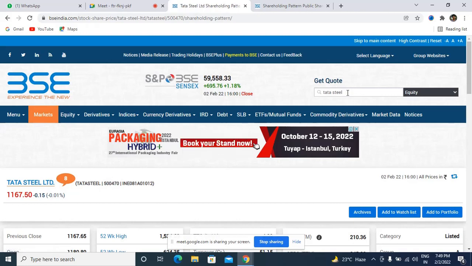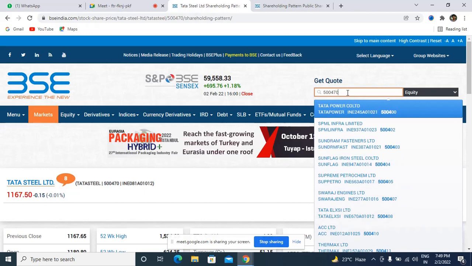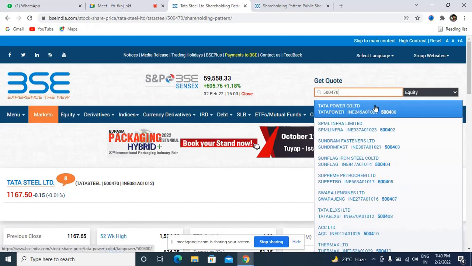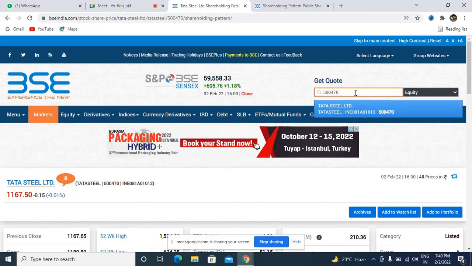So if you just do this one only, this is required. You should remember it, 500470. 470. 500470, where did it go? Okay, sorry, space shouldn't be here. Yeah, can you see it? If you have just this code only, you can find a share.